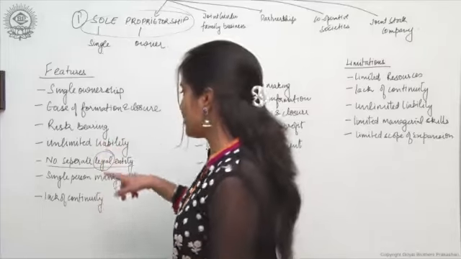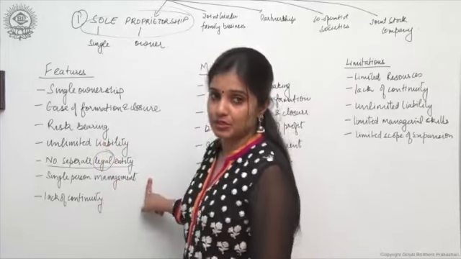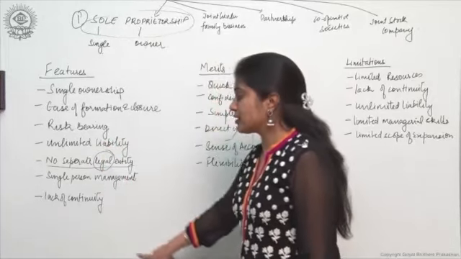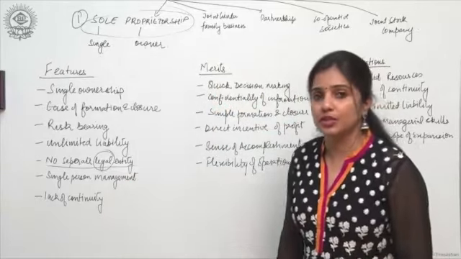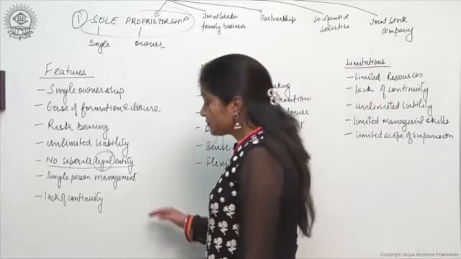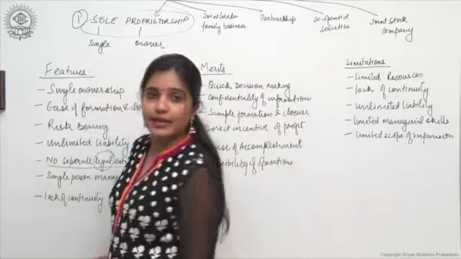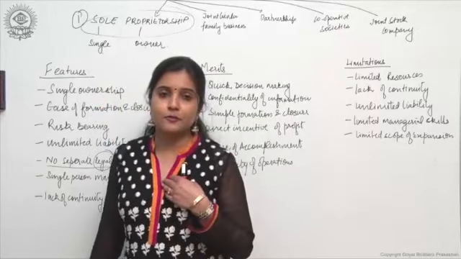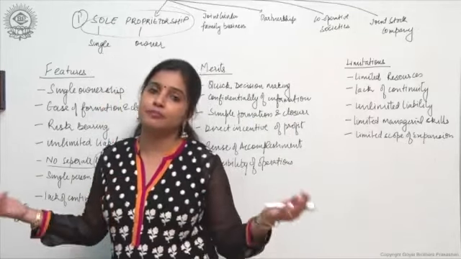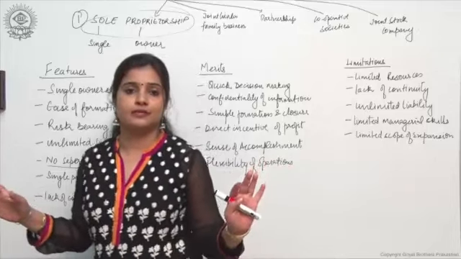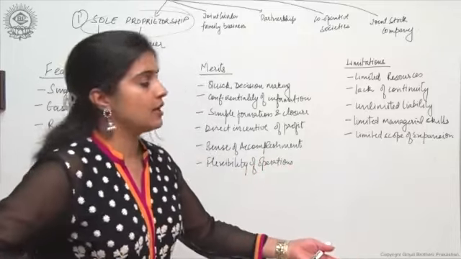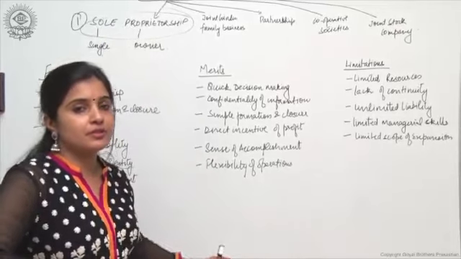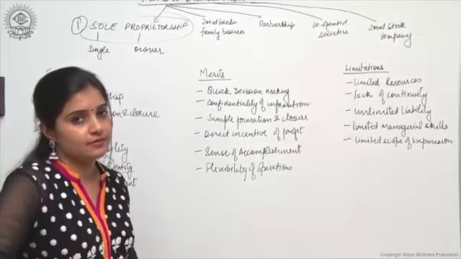All these tasks are being performed by a single person. Last point that comes up is lack of continuity. It means if I have a shop, right? If I am dead, the business comes to an end, until and unless I have a son who can take over. Otherwise the business comes to an end, right?